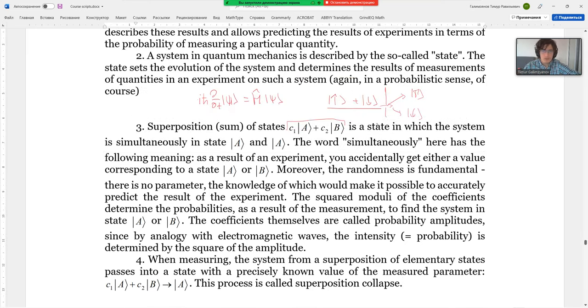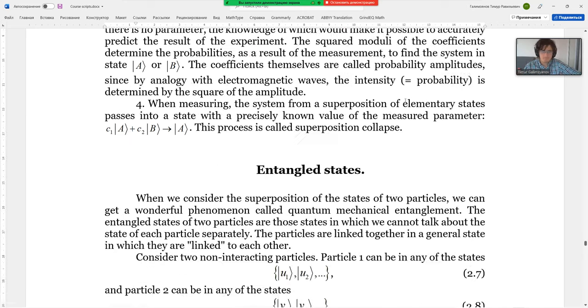And the last thing I want to point out in this part is that after the measurement your state collapses to either one state or another, so you lose all information about what it was. You lose all information about your previous state. You get either up or down. So whether it was alpha, beta, after measurement you have no information about this alpha. You can get only the probability.